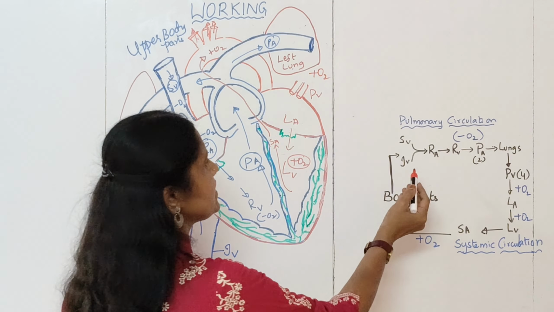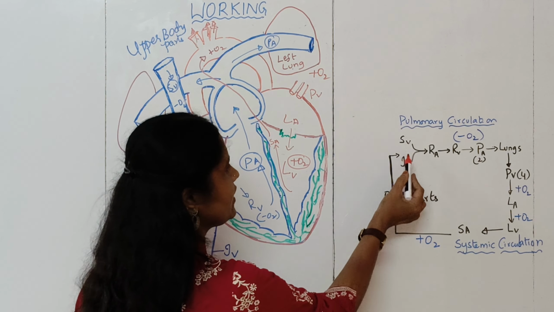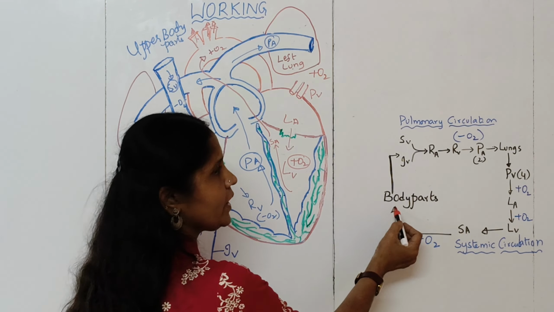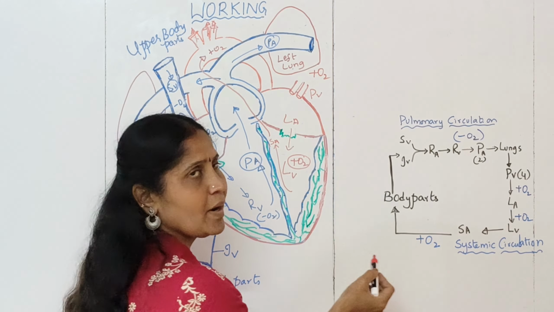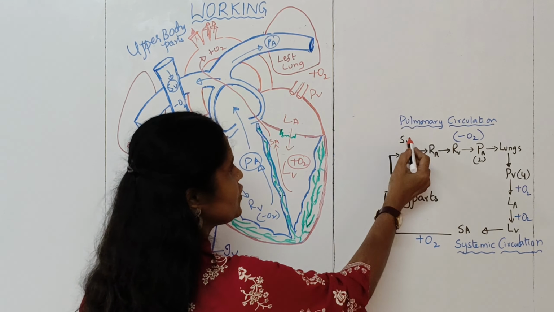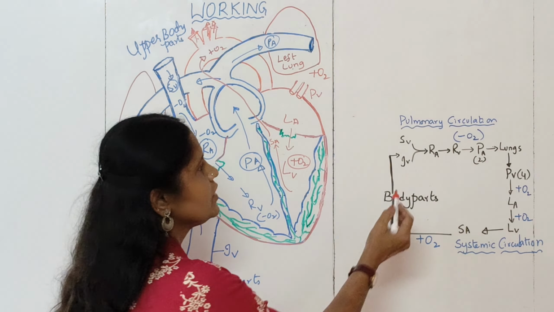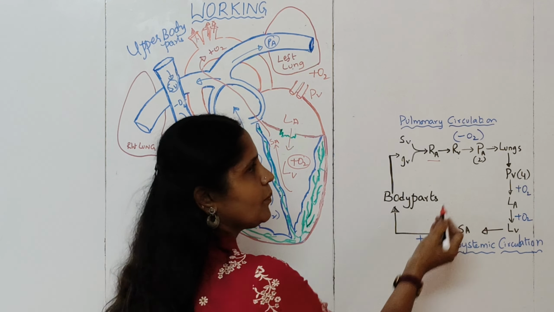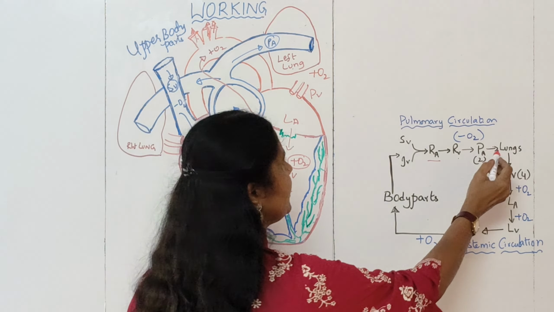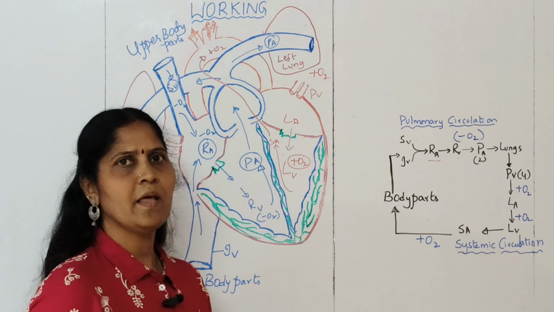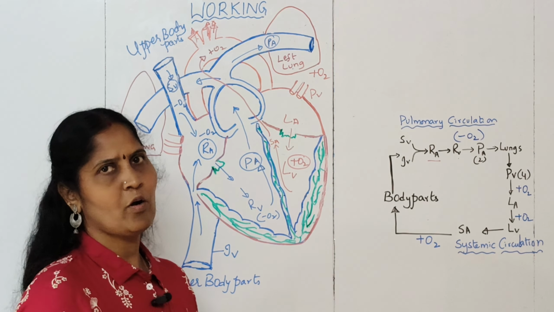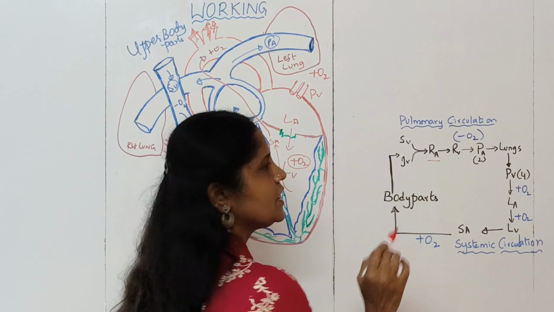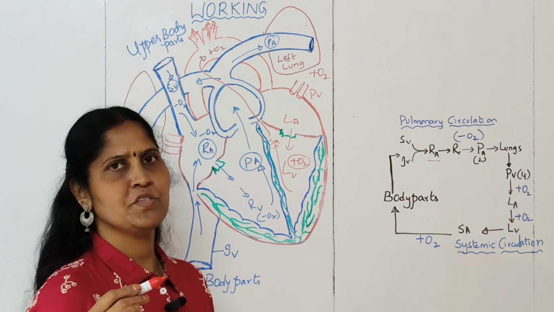Here also you can see the inferior vena cava and superior vena cava. The body parts will be sending the blood into the right auricle of the heart through the superior and inferior vena cava. It will come into the right auricle, then to the right ventricle, then through the pulmonary aorta it will go into the lungs through the pulmonary arteries. All this blood will be deoxygenated. So in pulmonary circulation, the type of blood will be deoxygenated.